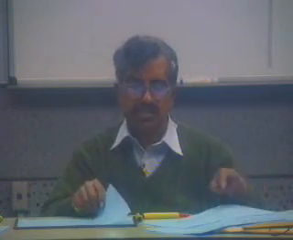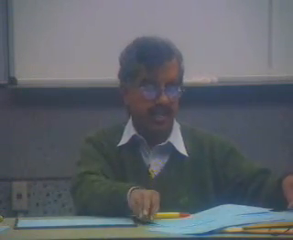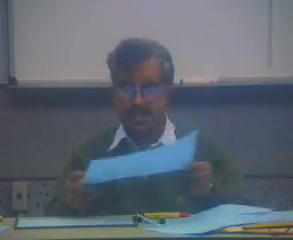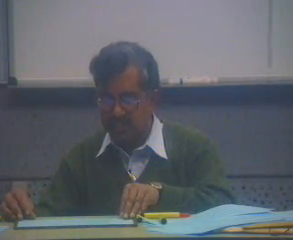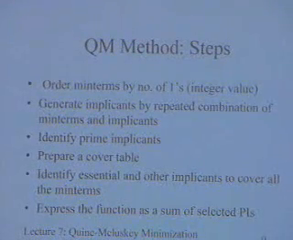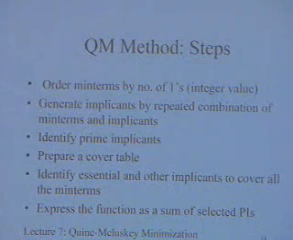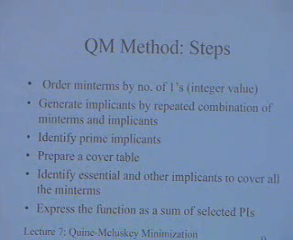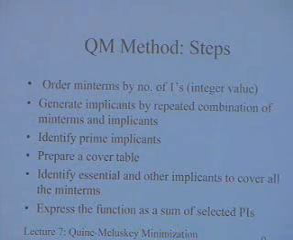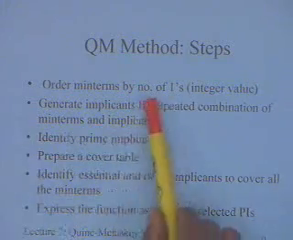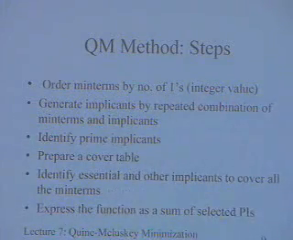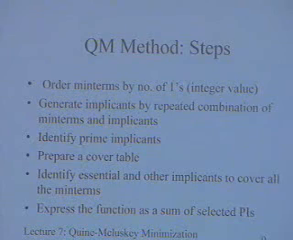And for non-essential prime implicants, of course, I have to have a strategy to actually select them. So now let us go through the steps that were involved in this Quine-McCluskey method. This is the process we followed. We order minterms by number of ones. That is the first thing that we do. What is the meaning of number of ones? It is the binary expansion of the integer value. So I take the binary expansion of the integer value, count the number of ones and order the minterms.